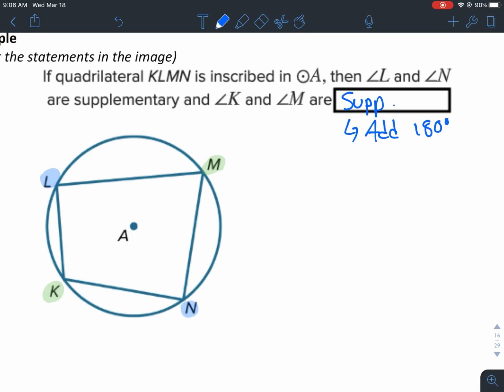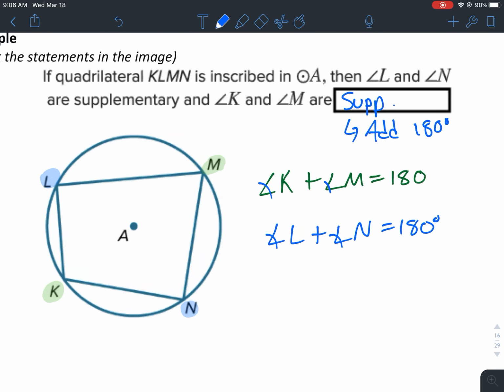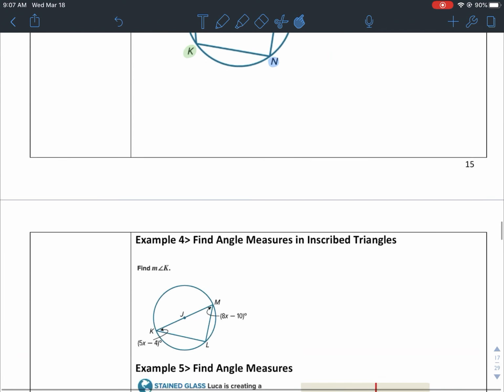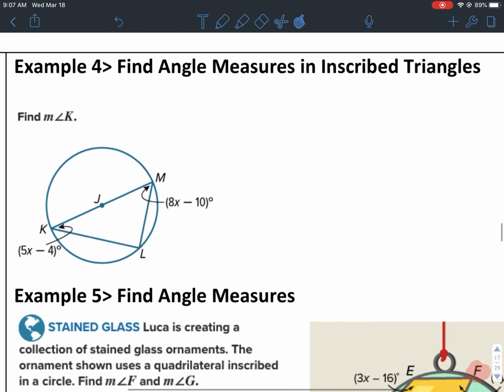Alright, so we can make two statements based off of this image. We can say K and M equal 180, and then you can say the other statement, which would be angle L and angle N will equal 180. Alright, those are the two statements you can say based off of theorem 10.10. Alright, so go and look at the first example.